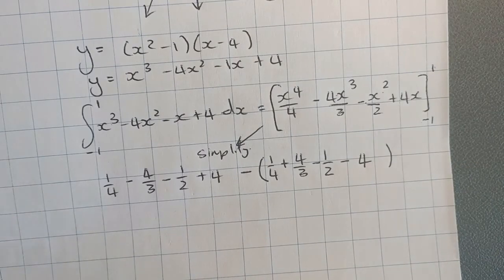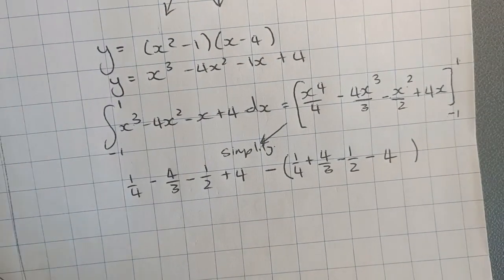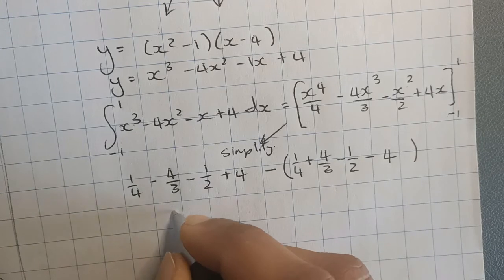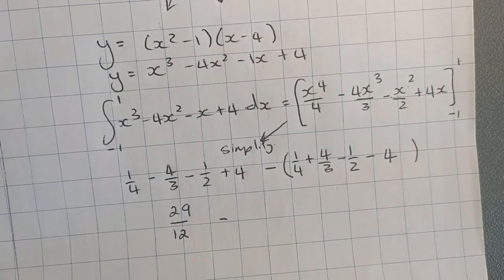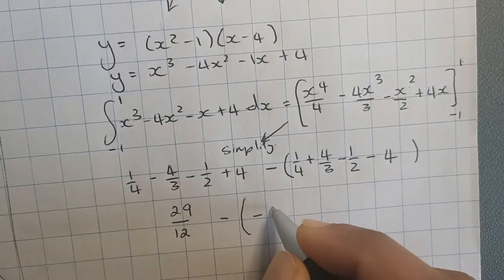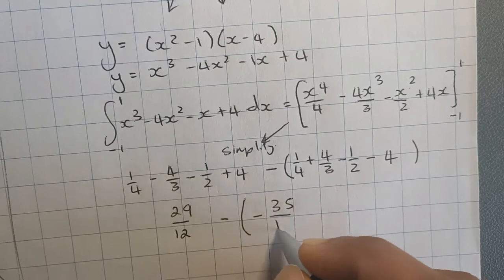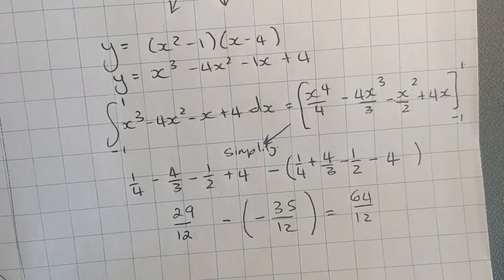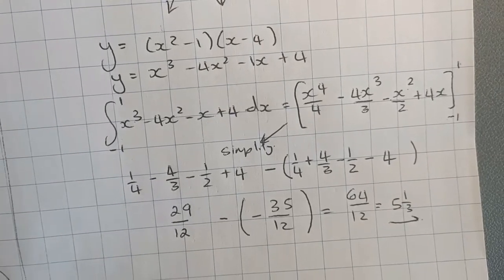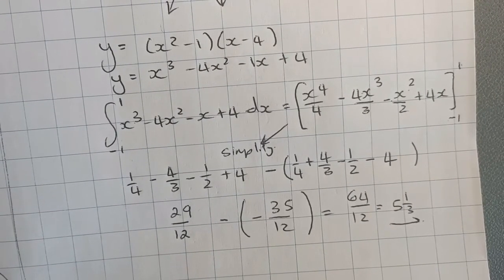I can then put this in a calculator and simplify. So this gives me 29 over 12, and the next one is -35 over 12. That'll become positive. It'll become 64 over 12, and that'll become 5 1/3.